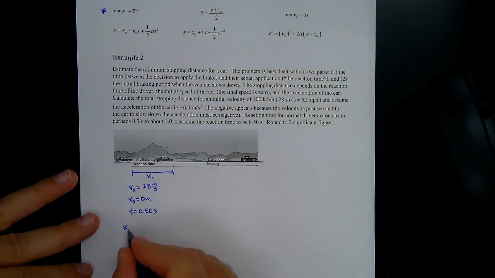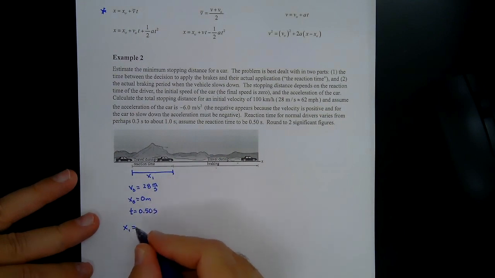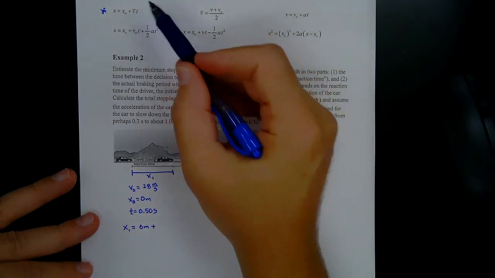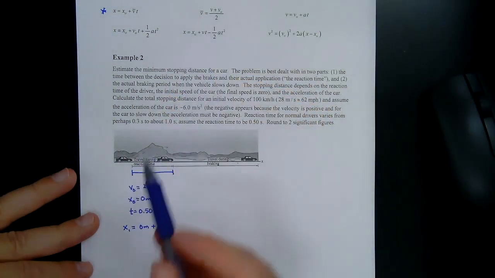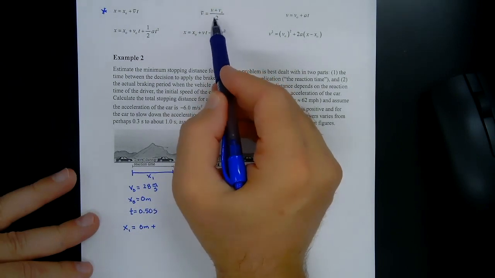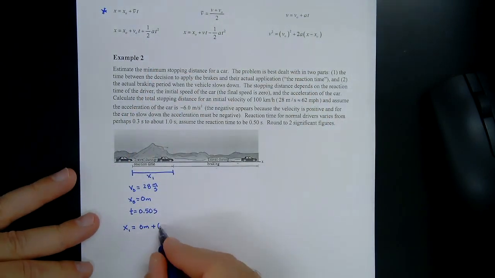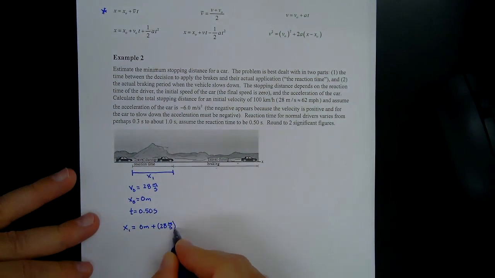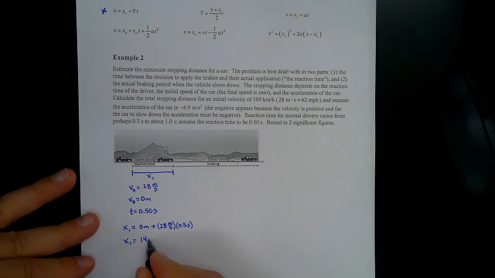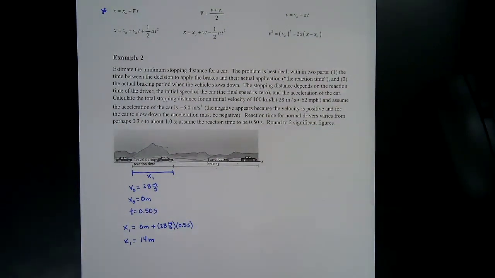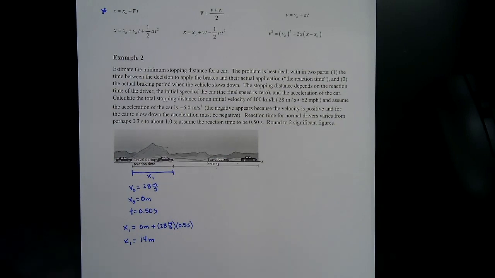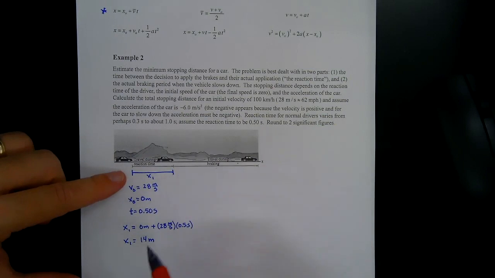So we know x sub 1 is equal to my x sub 0, which is 0 meters, plus my velocity. These two would be the same, right? If the final velocity and the initial velocity are the same, then when I divide by 2, we're just going to get the same value. So that's why we can just use the 28 meters per second, times 0.5 seconds. And I want to round to 2 significant figures. When I put this into my calculator, I would wind up with 14 meters. So the distance the car traveled during that reaction time period is 14 meters.